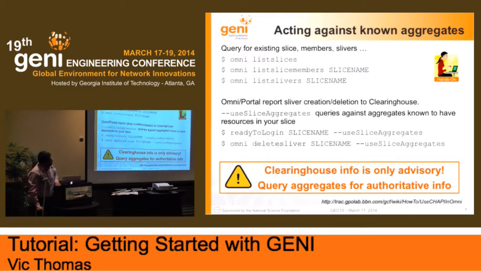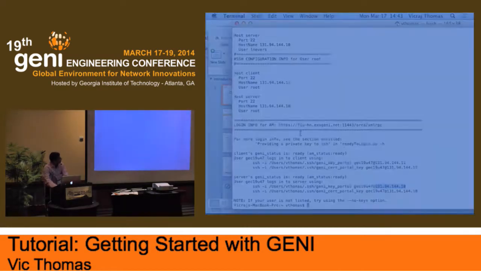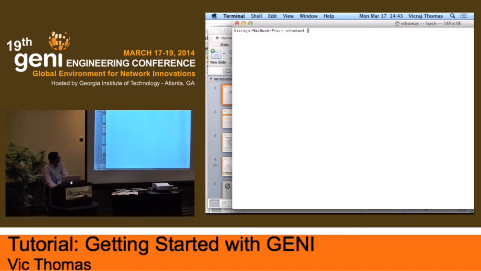So we already talked about slice membership, project slice membership. If you want to see all the slices that you own, you can of course go to the portal and click on the slices tab. You can also go to a terminal and list the slices you own. So essentially what Omni is doing is checking with the portal to see what slices you have.